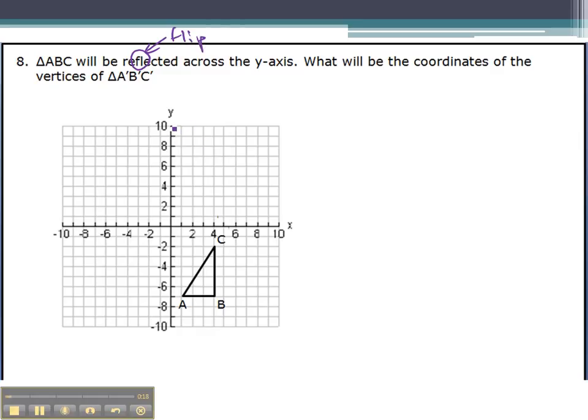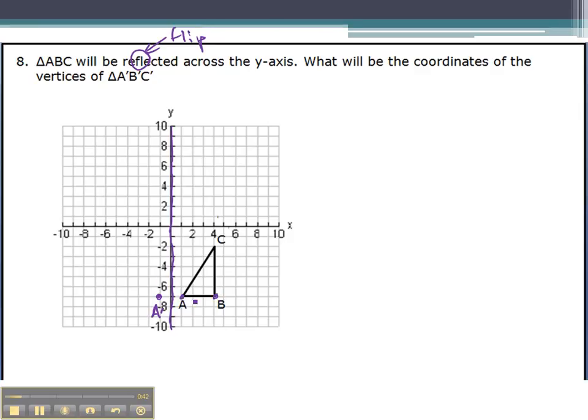So first I need to highlight this y-axis. This axis will act as a mirror, and our image will be reflected in that mirror, or flipped over that axis. So each point, take it point by point. Vertex A gets flipped. It's one space away from that y-axis, so it'll end up one space away on the other side. That would be A prime.